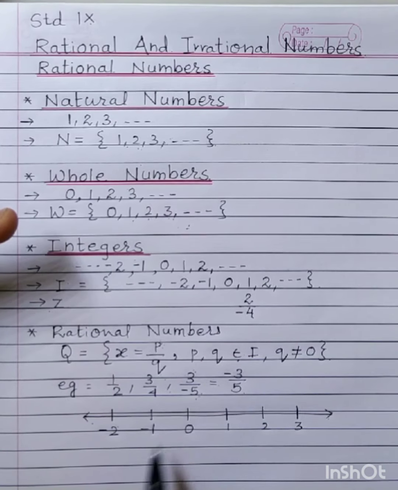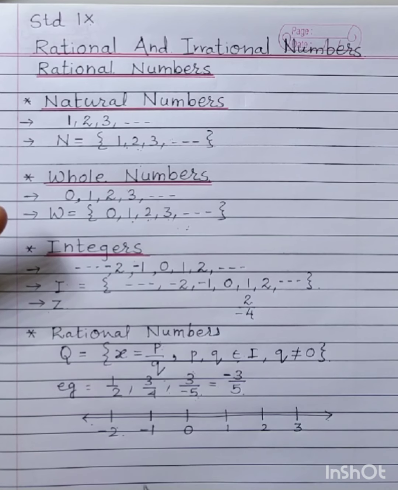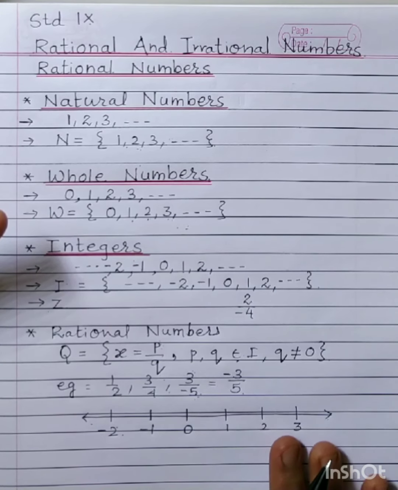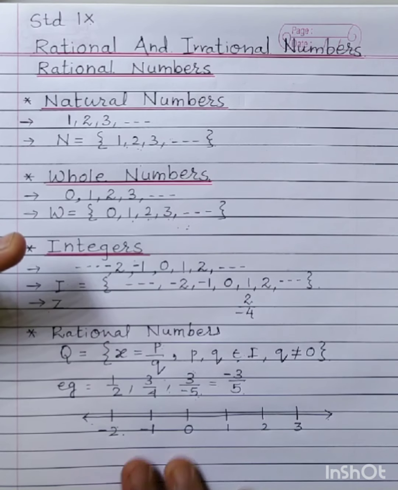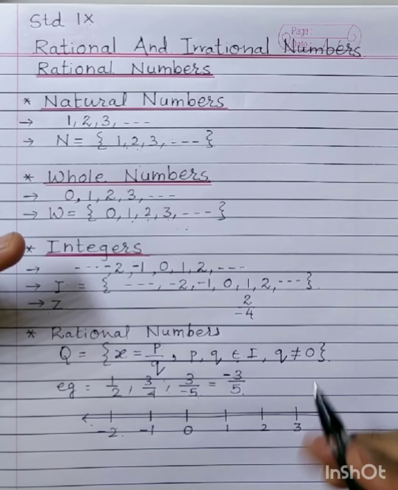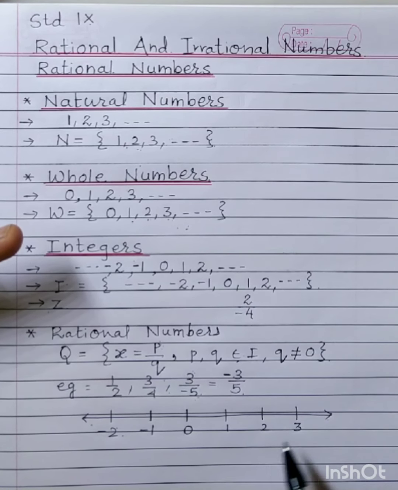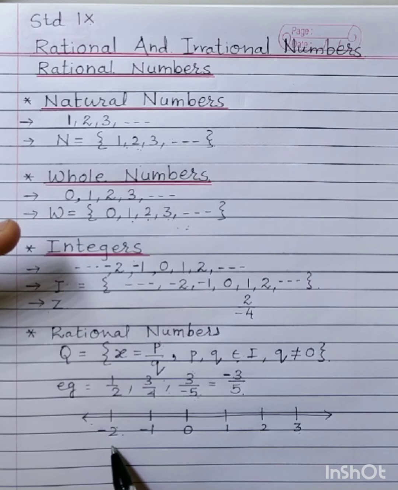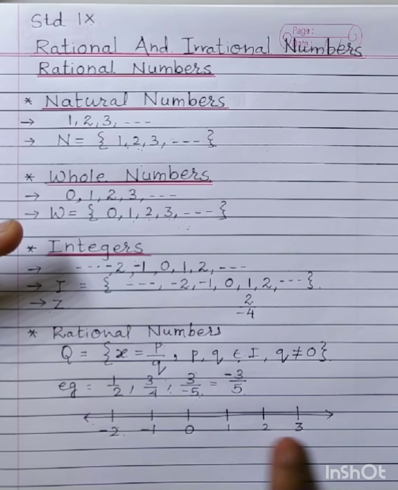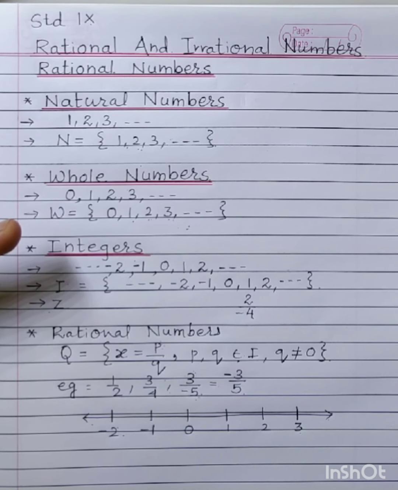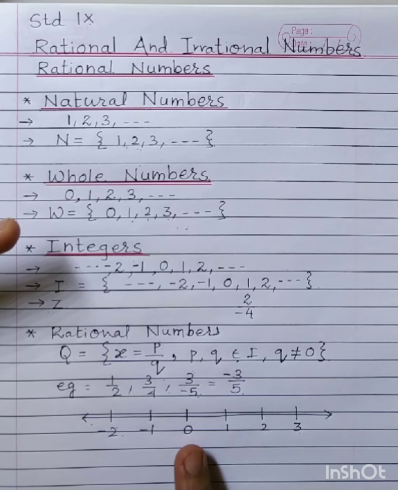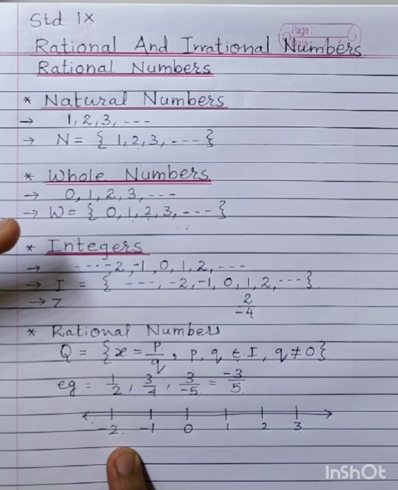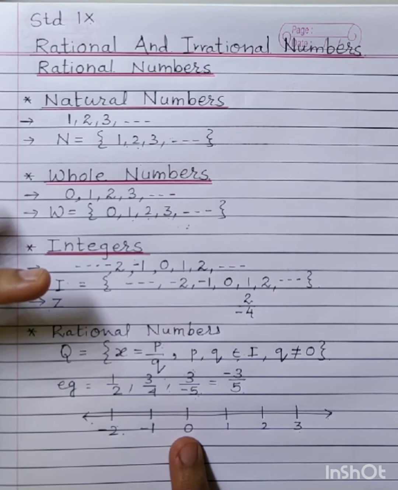Now what you have to understand is that where are rational numbers? Are they all rational numbers? The answer is yes. Each one of them can be written in the form p upon q. Like 3 you can write 3 upon 1, or minus 2 you can write minus 2 upon 1. So all integers are rational numbers. You know that all whole numbers are integers. All natural numbers are whole numbers.